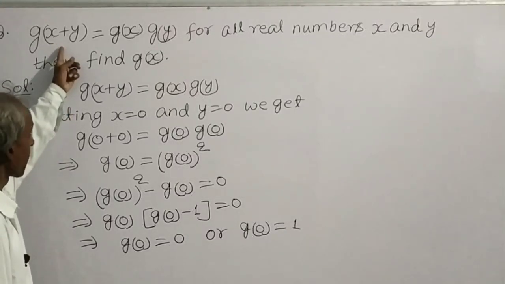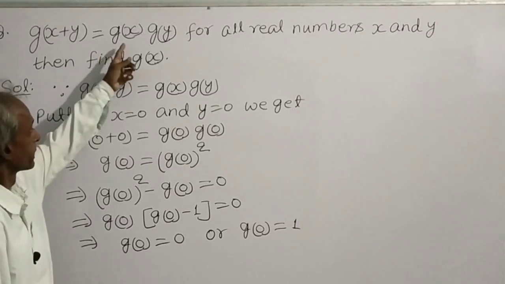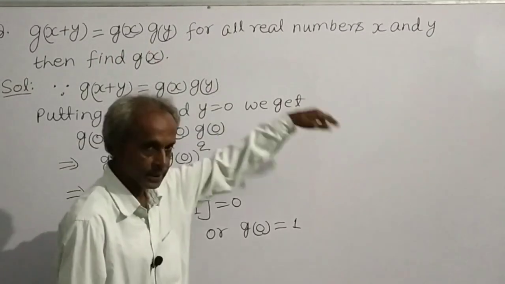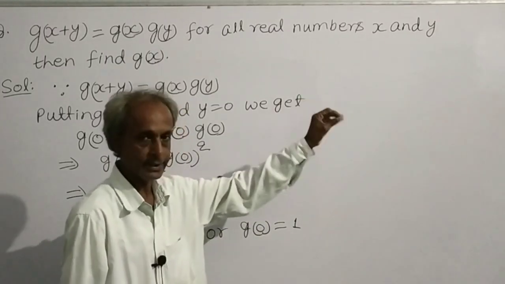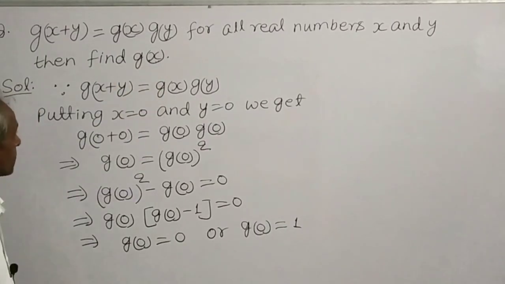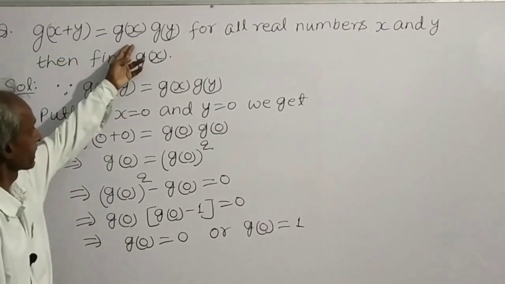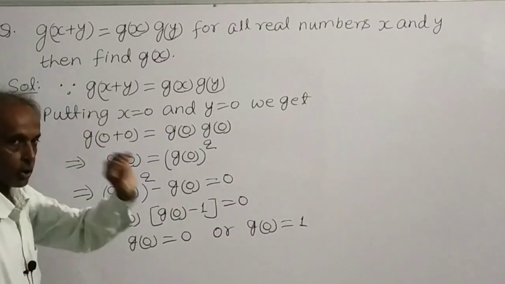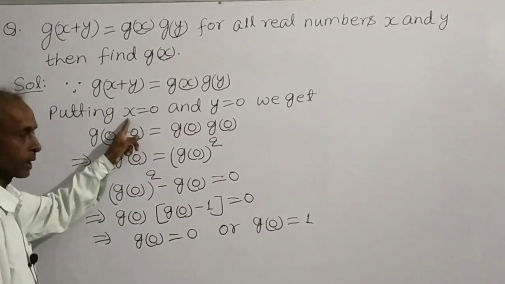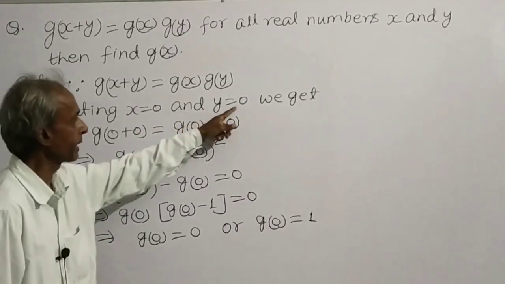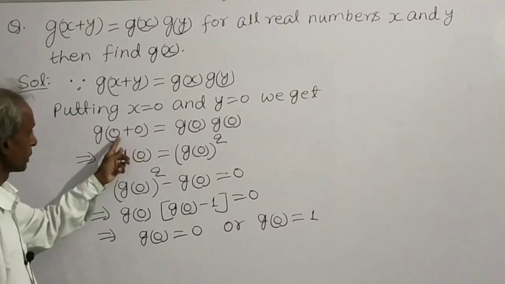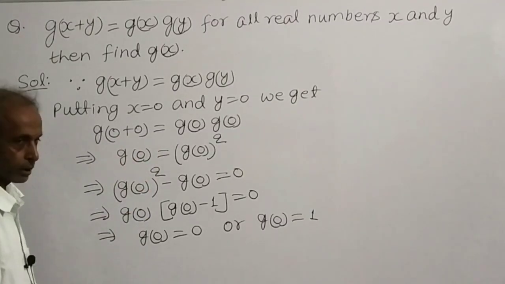g(x + y) is equal to g(x) times g(y) for all real values of x and y, then find g(x). Since this condition is satisfied for all real values of x and y, therefore we put x is equal to 0 and y is equal to 0. Then we get this, 0 plus 0 is equal to 0.